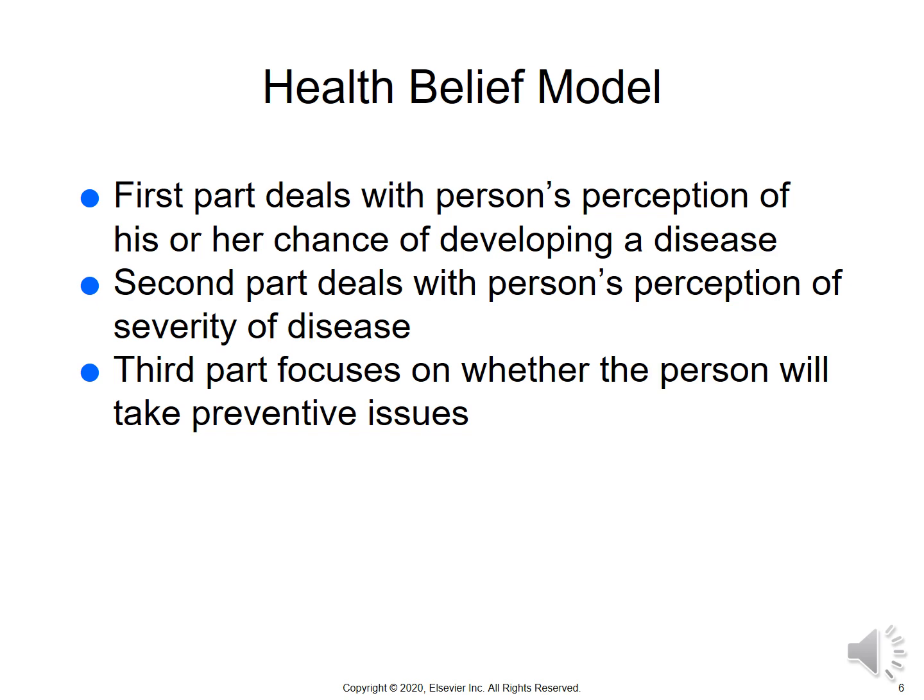The third part of the model focuses on whether the person will take preventive action. The person usually weighs the benefits of and barriers to taking the preventive actions. For example, one may decide to have a double mastectomy as a preventive strategy. For many, it may seem severe, but this person who has an overwhelming family history is willing to take such preventive action.